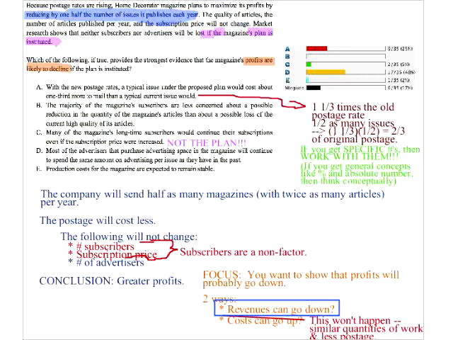D, same amount of advertising per issue. Well, guess what that means? We only have half as many issues. So this means that our total advertising revenue will be cut in half.